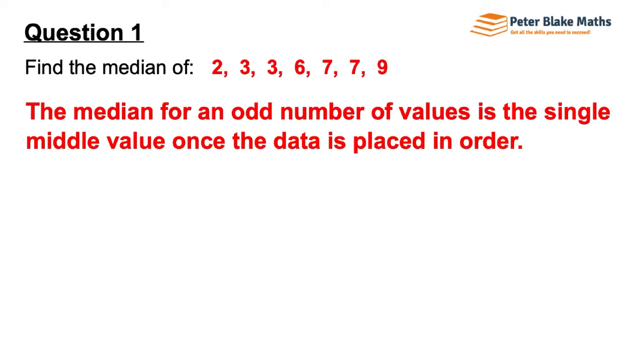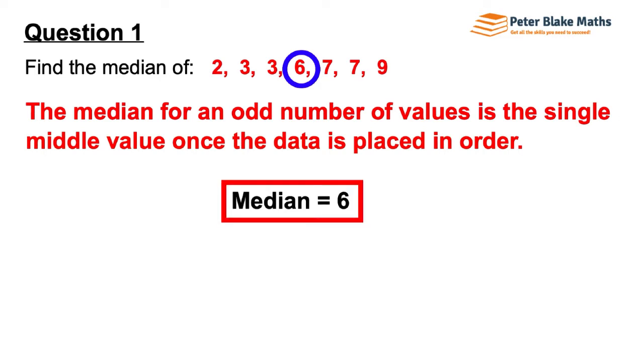Now this data is already in order, it goes from 2 to 9 there. So we should look for a single middle value. We do have 7 scores, so that's an odd number. So there should be one single middle value, and I think you can spot that there with the 6. So our median in this set of scores is 6.